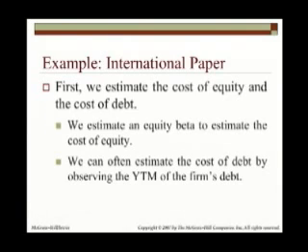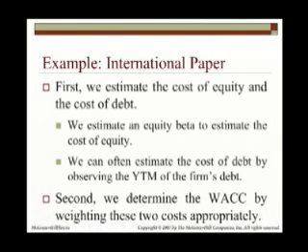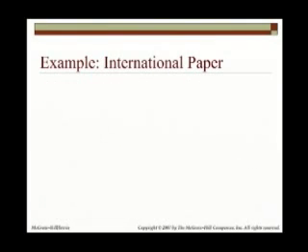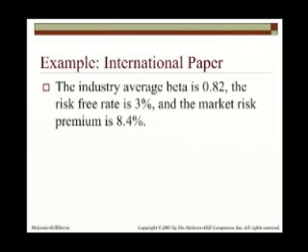First, we're going to estimate the cost of equity and the cost of debt to get the weighted average cost. So we estimate an equity beta by using the capital asset pricing model. And we can often estimate the cost of debt by using the yield to maturity. Remember back when we talked about bonds, we derived yield to maturity. And we determine the weighted average cost of capital by throwing those two components into the equation with the appropriate weights.